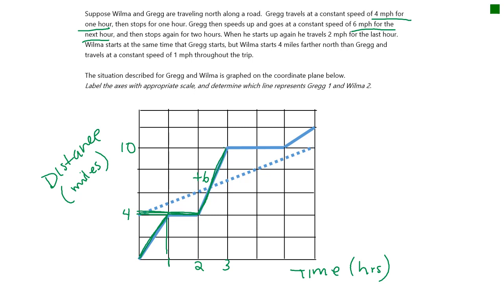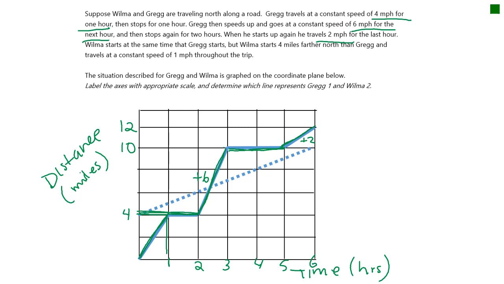All right, and then once again, he stops for 2 hours. This is the other 2 hours. So this has to be 5. 3 plus 2 gives me 5. And you can notice that it's going 1 hour at a time. So there you go. It says when he starts up again, he travels 2 miles per hour for the last hour. So the last hour is 6, and this is the 2. So I'm going by 2. But he's starting at 10, right? Plus 2 gives me 12.